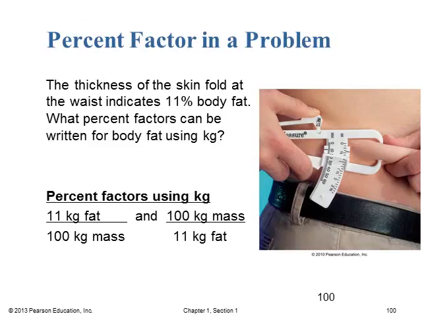All right, if you look at the percent factor in this problem, the thickness of a skin fold at the waist indicates 11% body fat. So what percent factors can be written for body fat using kilograms? If we have 11% body fat, that's just saying that if we have 100 kilograms of mass, that means we have 11 kilograms of fat. You can write either of those ratios, 11 over 100 or 100 over 11. I think, again, that the first one that is written is the best.